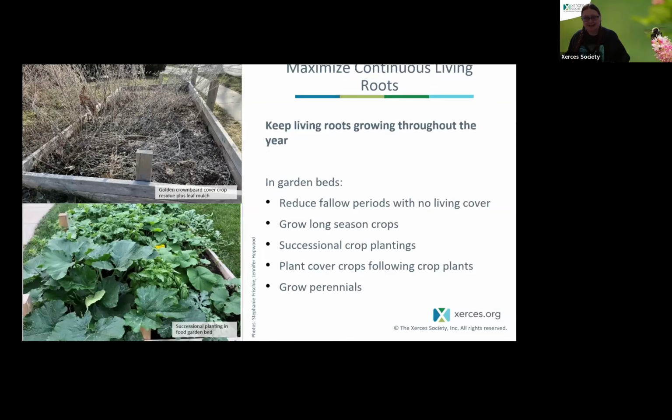We also want to maximize continuous living roots throughout the year. So reducing fallow periods, whether it's a garden bed or a crop field. Grow long season crops when possible, successional crop planting, plant cover crops, and grow areas of perennial vegetation.